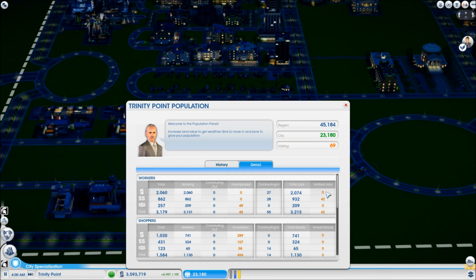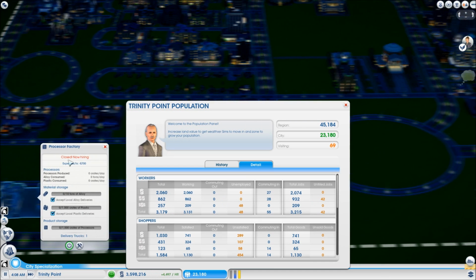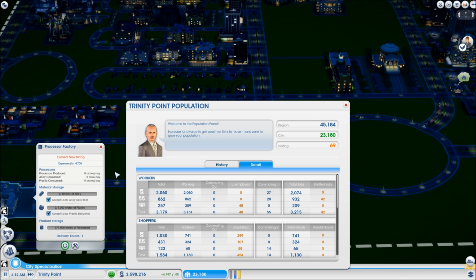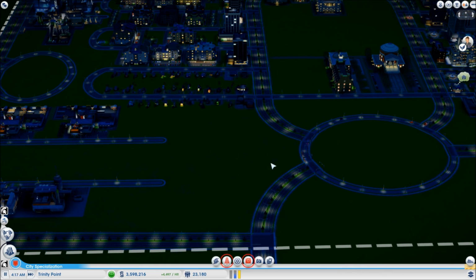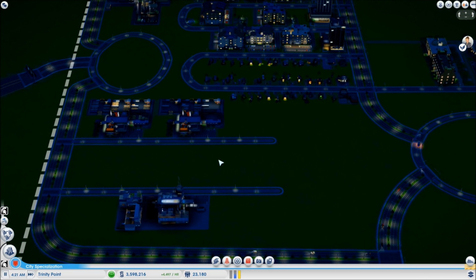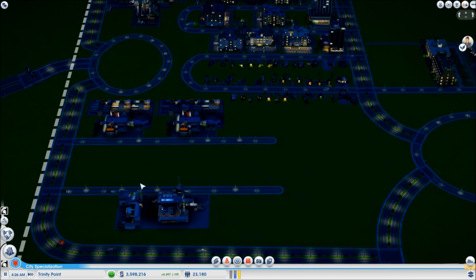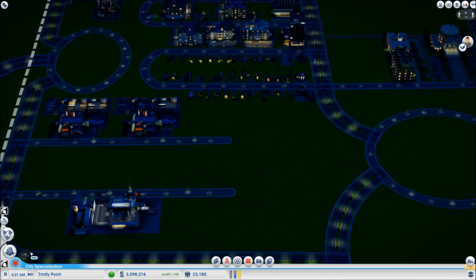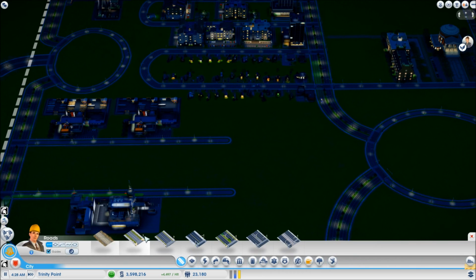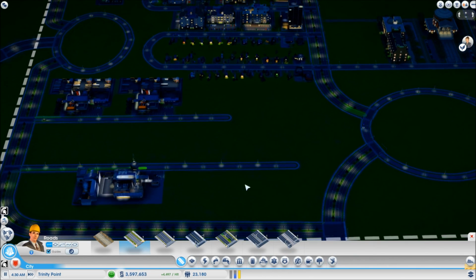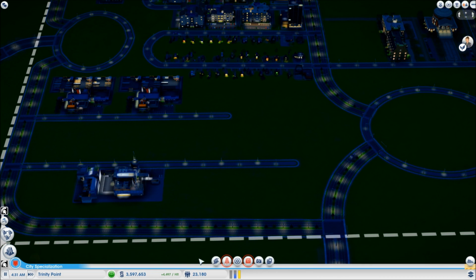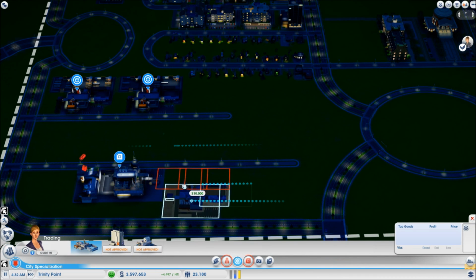As you just saw, the unfilled jobs went down, and they are now going to go and work in this processor factory. Now that I do have a processor factory, I will also need a trade depot to which I will send those processors. I am going to extend this street and build a trade depot on it.